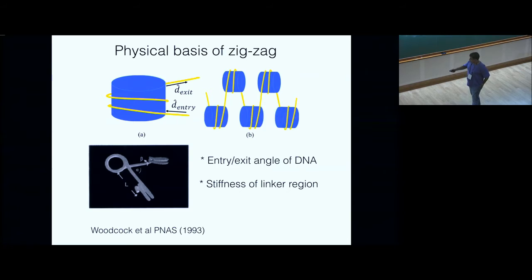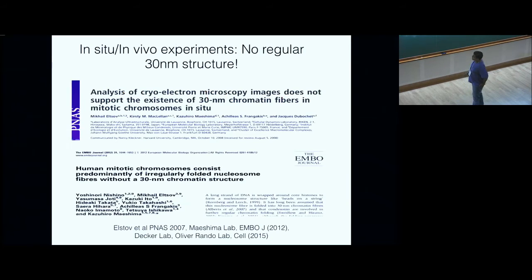So this was proposed by Woodcock et al. in 1993. And it turns out that in many recent experiments in the last few years, there is a flurry of experiments. All these experiments try to probe chromatin close to in vivo or in vivo. And what they found, they could not find any regular order. They could not find the 30 nanometer structure, which is supposed to be there.